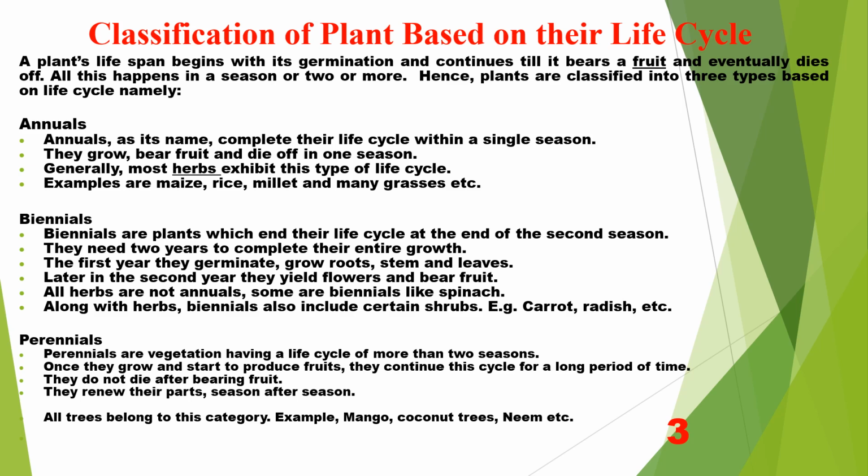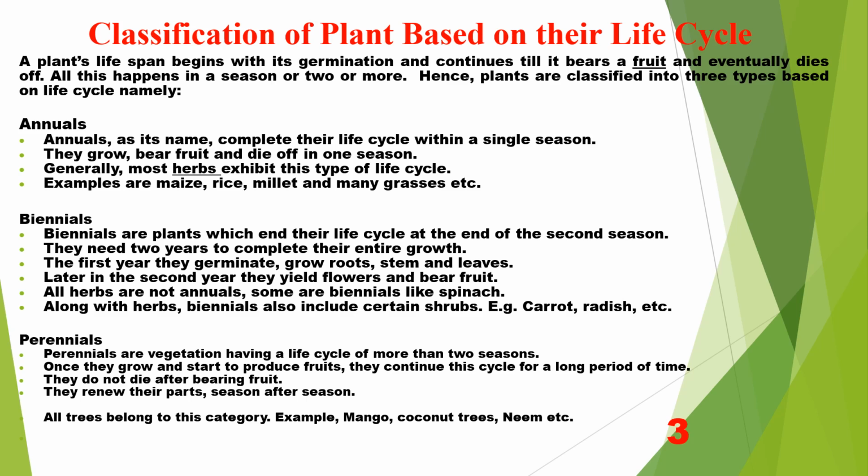Meaning that the planting of the seed, germination of the seed, passing through vegetative growth, going to flowering growth or reproductive growth, it takes place within a year. They grow, bear fruits, and die off in 1 season. Generally, most herbs exhibit this type of life cycle.